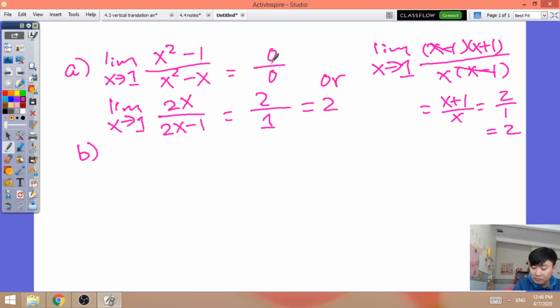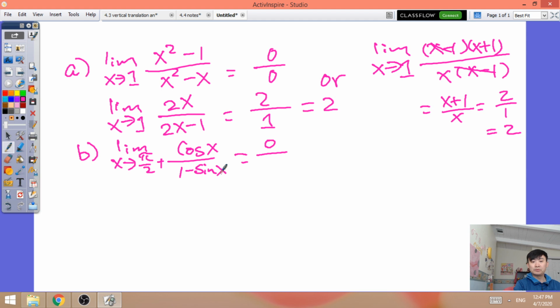Okay, so now what about part B? Part B has trig functions. A lot of people are kind of afraid of trig functions. So the limit as x approaches pi over 2 from the right-hand side, it's a one-sided limit, of cosine of x over the quantity 1 minus sine of x. Cosine of pi over 2, we know that's 0. Sine of pi over 2 is 1, and 1 minus 1 is 0. So 0 over 0, indeterminate form again.